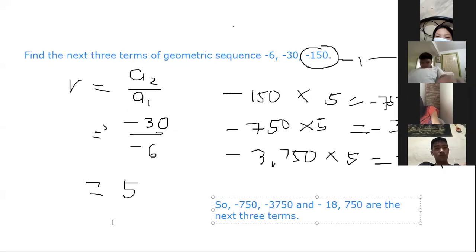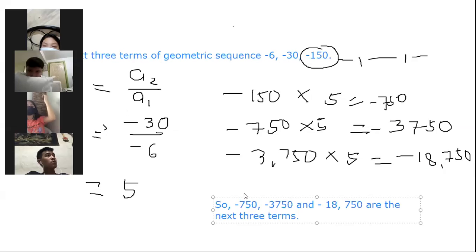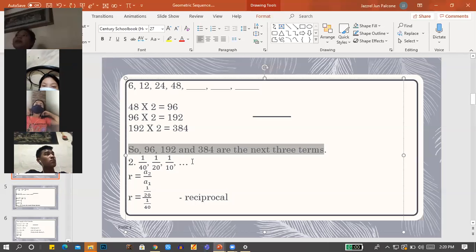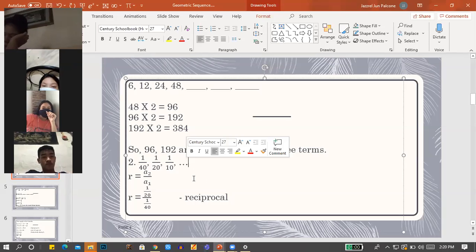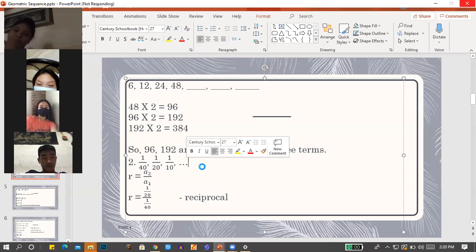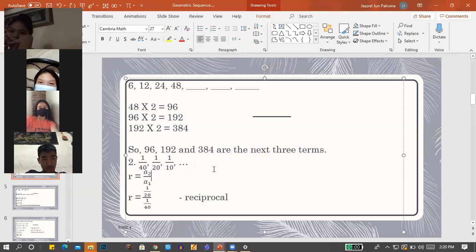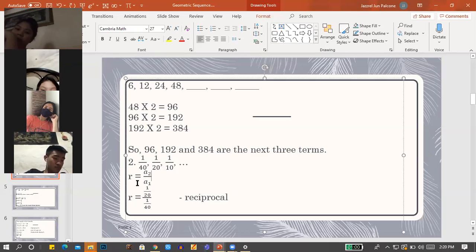Nakuha mo, nakopya nyo? Okay, now move na tayo sa example number 2. Okay. So sa example number 2, what if we deal with a fraction? So anong gagawin natin? So madali lang din to, class, if you deal with a fraction. So 1 over 40, 1 over 20, 1 over 10, and then we have ellipses. Find the next 3 terms. So yung sumunod na tatlong terms. So ang gagawin natin, ganun pa rin yung formula. R is equals to A sub 2 over A sub 1.